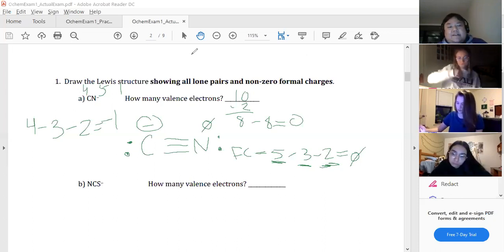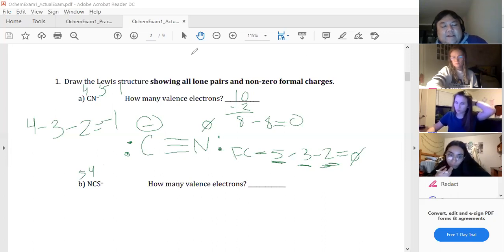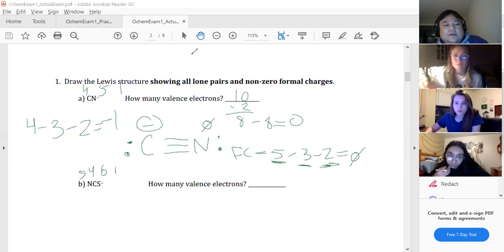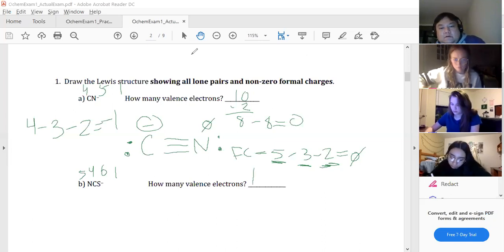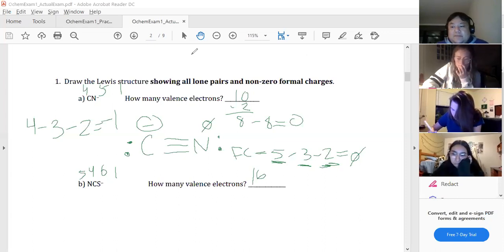So then we go to NCS, right? So again, nitrogen has 5, carbon has 4, sulfur has 6, and that negative charge tells me I have 1. So 5, 4, 1, 6 is going to be 16. If you have one of these complex molecules like this where you have multiple atoms, draw your atoms in the order that they give them to you. If you don't recognize what it is, like if there's no symmetry or something like that, draw them just like they give you.